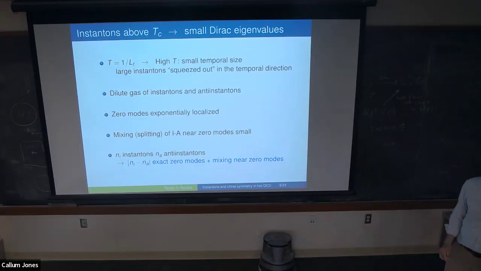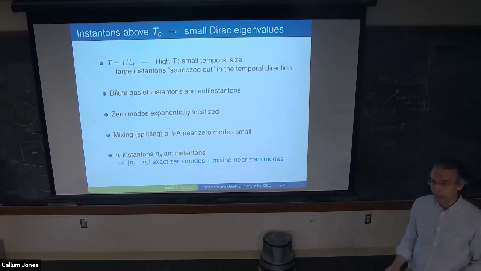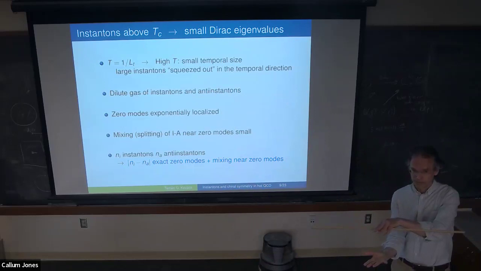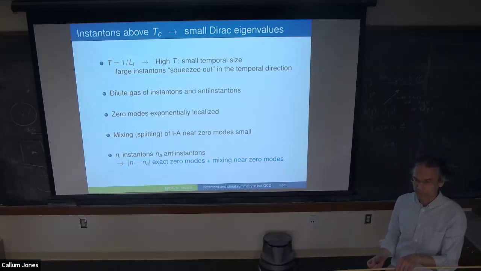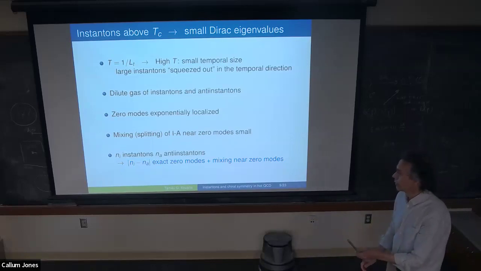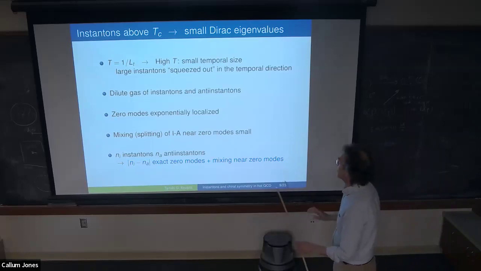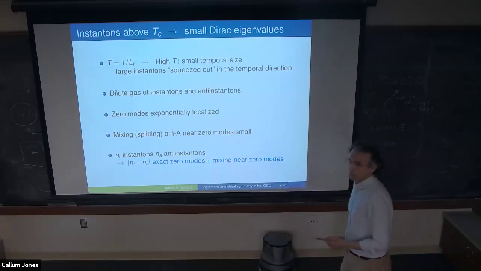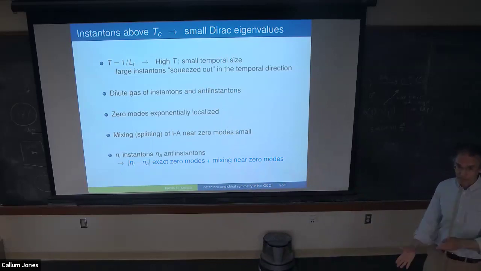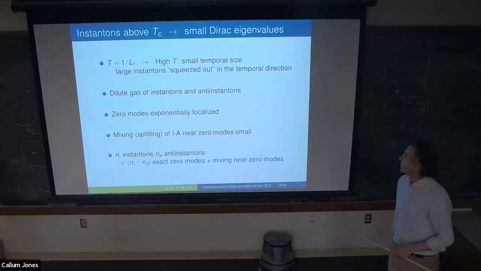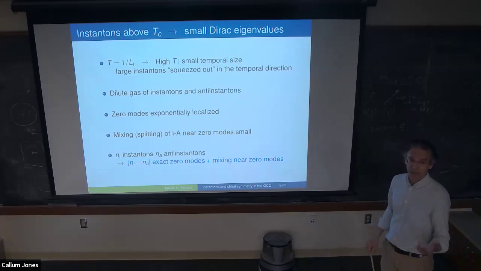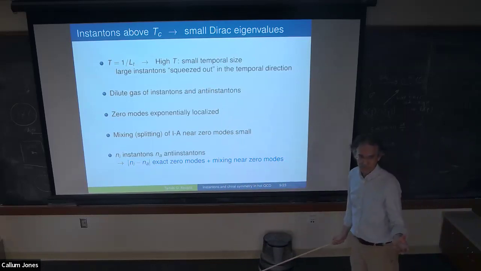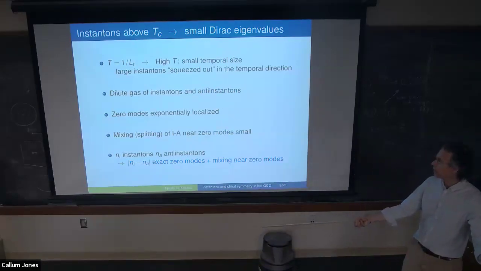Finite temperature field theory, Euclidean field theory, works in a way that you squeeze the box in the temporal direction and write down the path integral, and that gives you finite temperature field theory. And if you squeeze the box in the temporal direction, then it means, very simply said, that the large instantons will be squeezed out of the system because they just don't fit into the small temporal direction. And the upshot is that there will be many fewer instantons. So there will be a very dilute gas of instantons and anti-instantons. They are typically far away from each other.